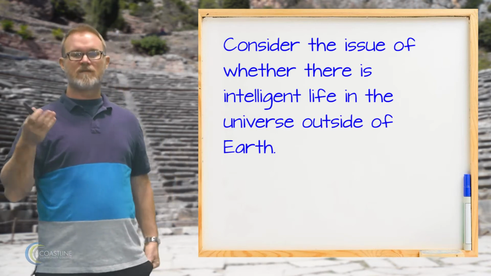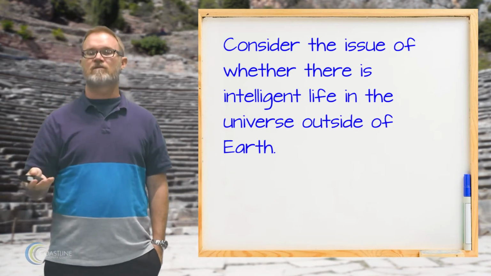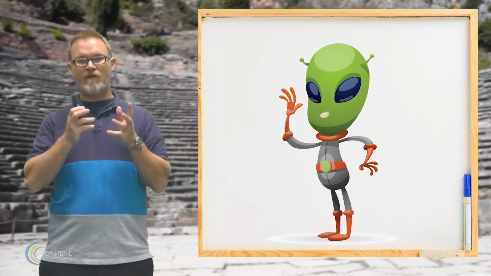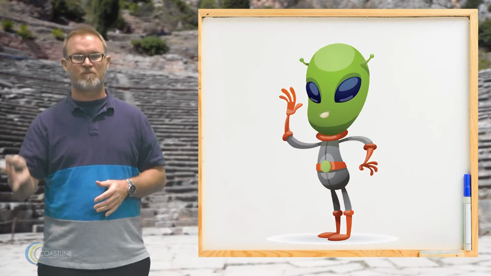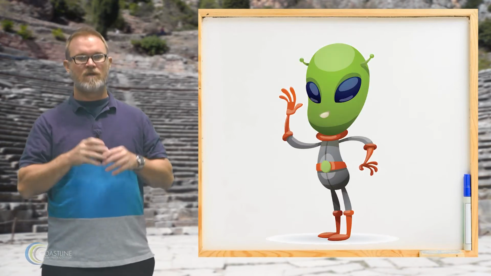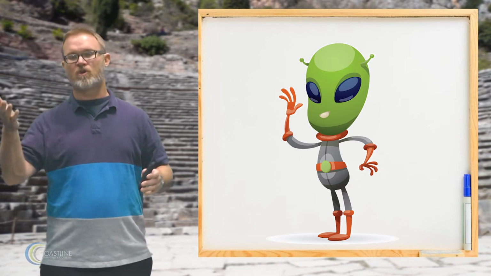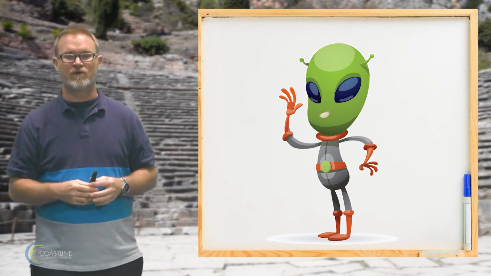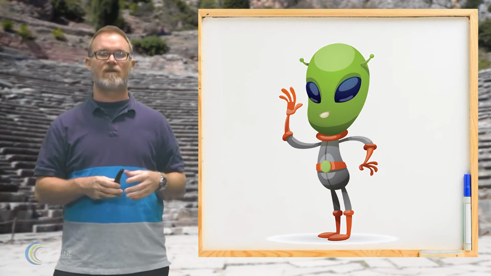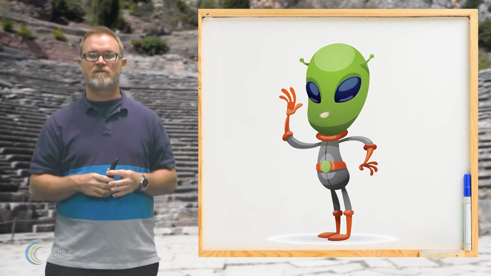Now, I'm going to take the position here that there is. I'm going to say, yes, there's intelligent life in the universe outside this planet. So that's my position. Yes, right, is my answer to the question of whether there could be such intelligent life in the universe. So I'm going to take the position that there is. Now I'm going to give two reasons to back it up.